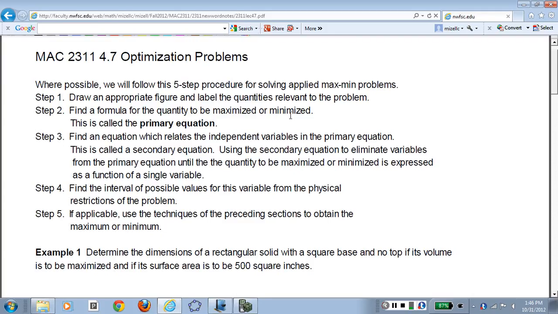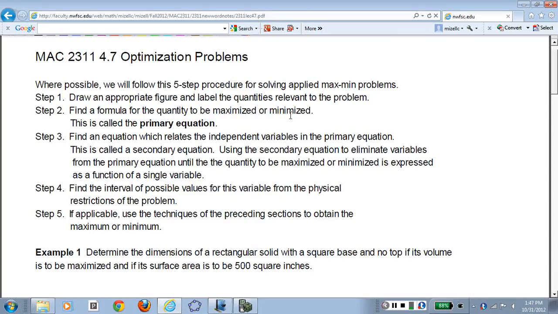Volume equals blah, or area equals blah, whatever that is. That's a function. We'd like to be able to take the derivative of that, set it equal to 0, and look for critical numbers and find relative extrema with a view toward finding an absolute maximum on a particular interval.